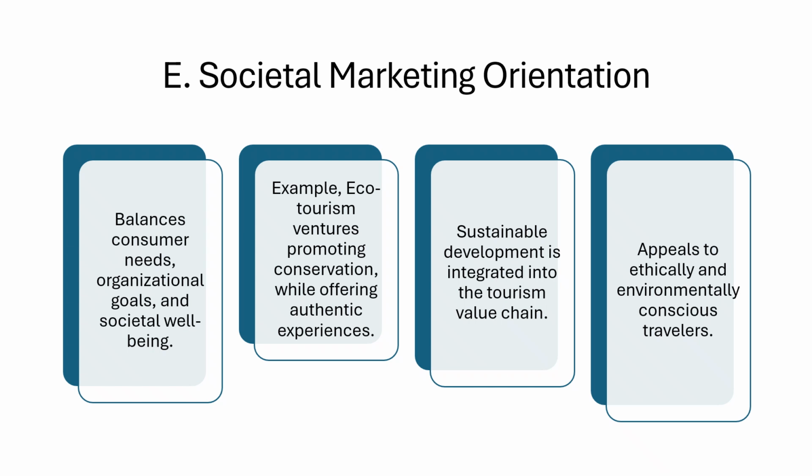And the last one is societal marketing orientation. This balances three important things. The first is needs and wants of the target market. The second is requirement of the organization. It could be the goals. And the third is long-term interest of society, that is sustainability and also social well-being of a society generally.